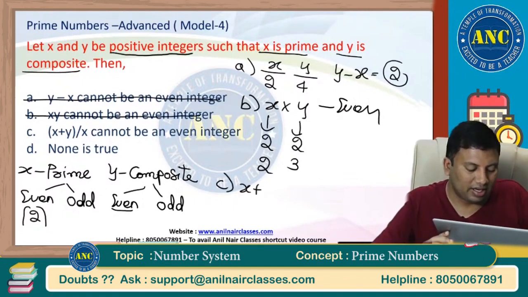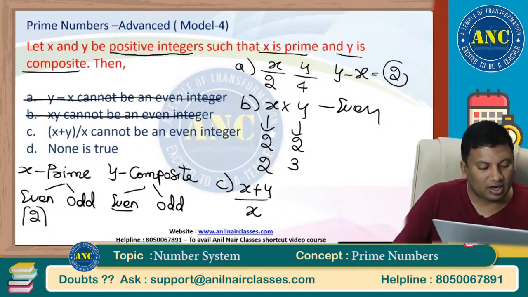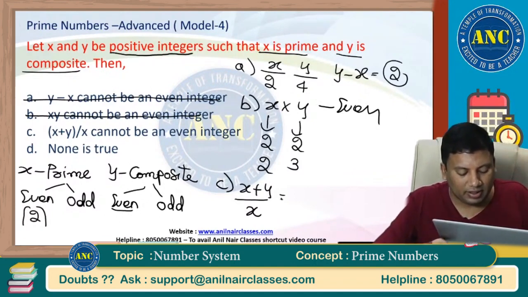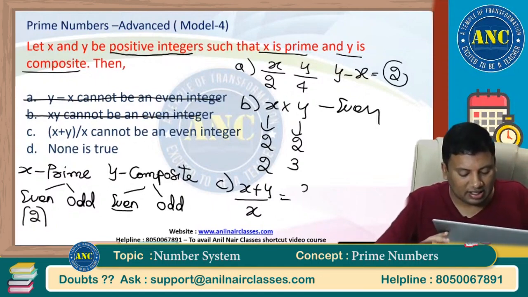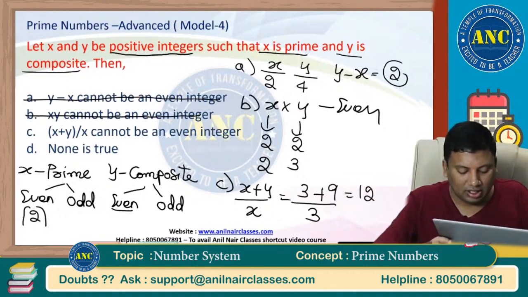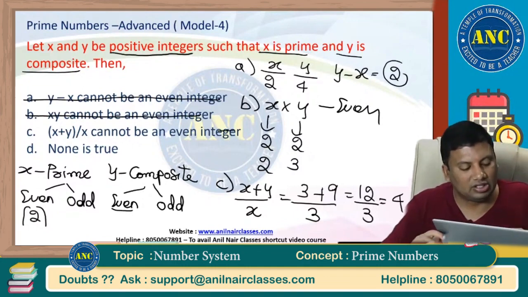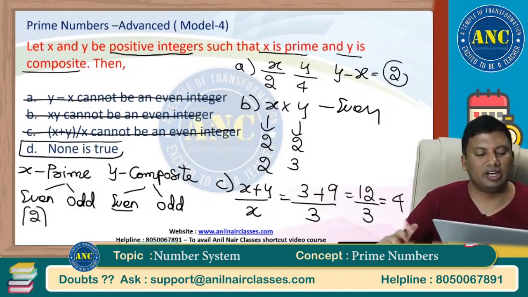Next one, C. X plus y divided by x cannot be an even integer. For example, suppose x is 3, y is 9, divided by 3. This is nothing but 12 by 3, which is 4. 4 is an even integer. This cannot be true. Answer is none of the statements is true.